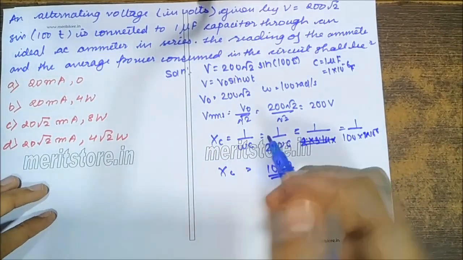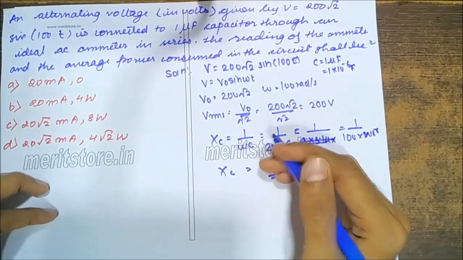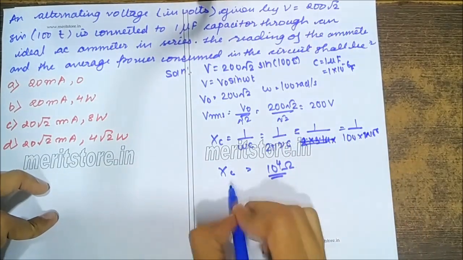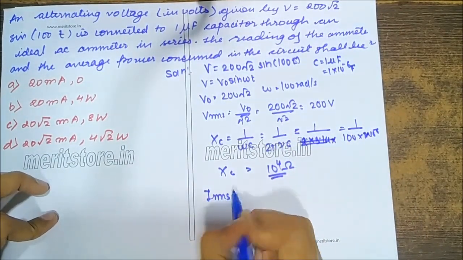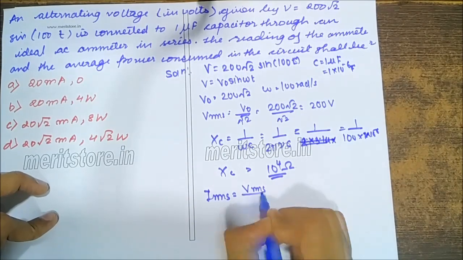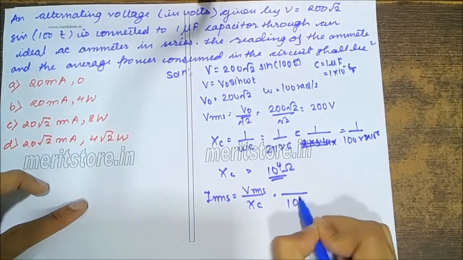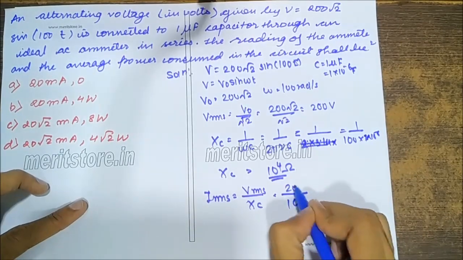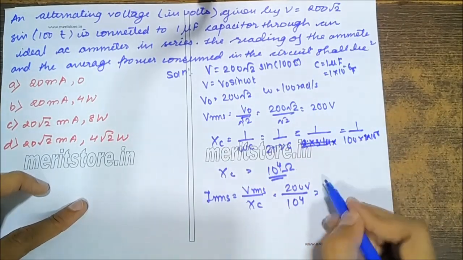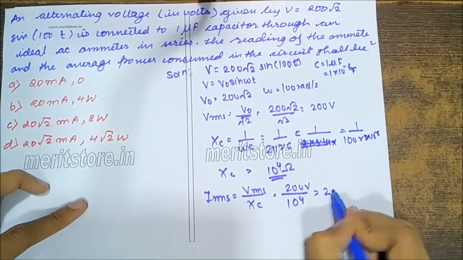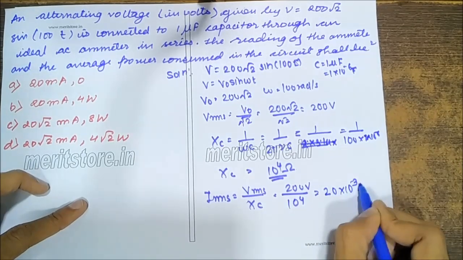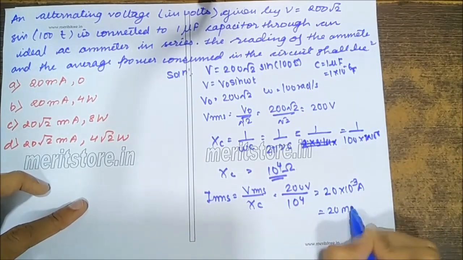Now, as I told you, an ammeter will only read the RMS value of a current. Therefore the IRMS value of the current will be given by VRMS upon capacitive reactance. That's why we found the capacitive reactance, that is 10 raised to 4, and here it will be 200 volts, which we just found out. So 200 upon 10 raised to 4 will give you 20 into 10 raised to minus 3 amps of current, that is nothing but 20 milliamps of current.